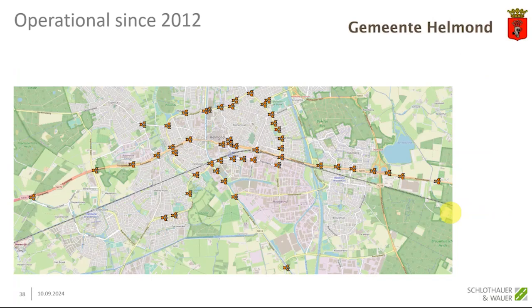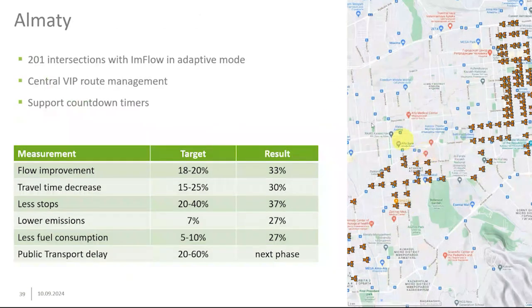These are not all the references of cities running ImFlow, just a few examples that I picked. Helmond, because this is one of the longest running implementations. Since the year 2012, you can see here the main arteries, the main network in Helmond is run with ImFlow successfully.